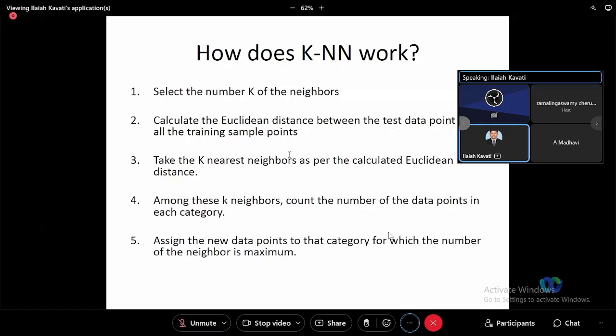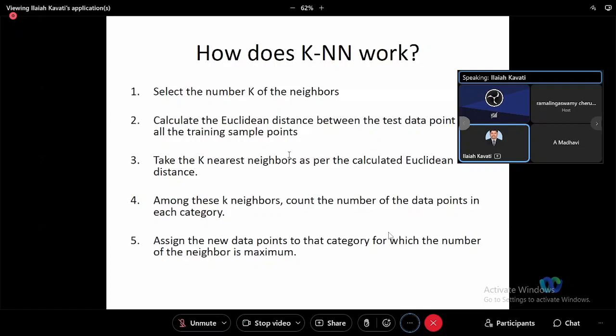Suppose let's say in your database 10 samples are there, right? One fellow is in Kukatpally, one fellow is in Nizampet, and like that, some data is there, right?